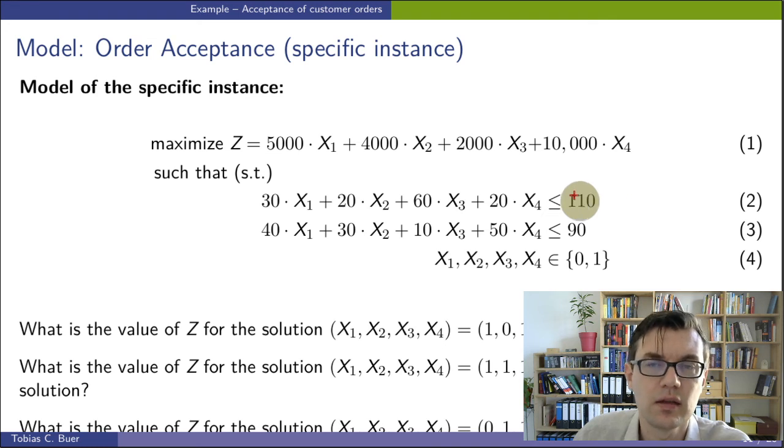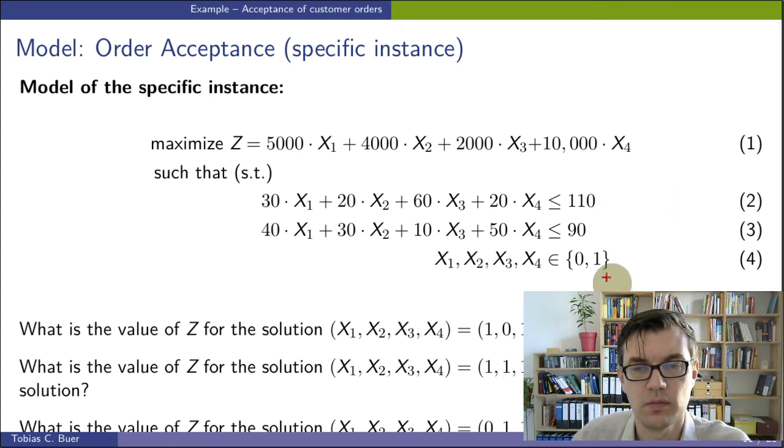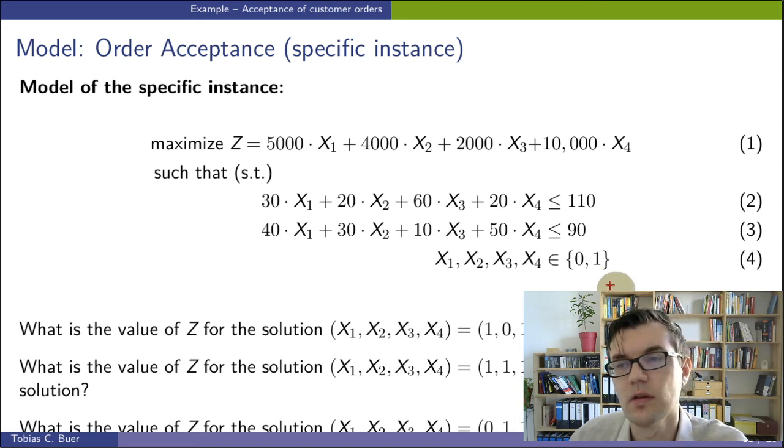And this tells us constraint number 2 is violated. We are not allowed to implement this solution. This solution is called infeasible. We cannot use this solution because it violates our constraints. And that is how you can interpret a solution to such an optimization problem.